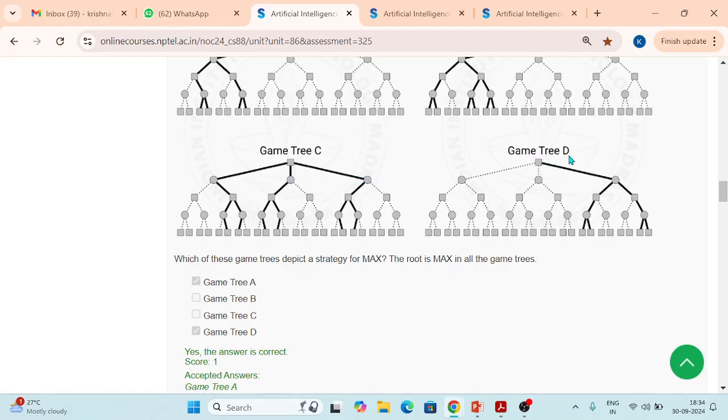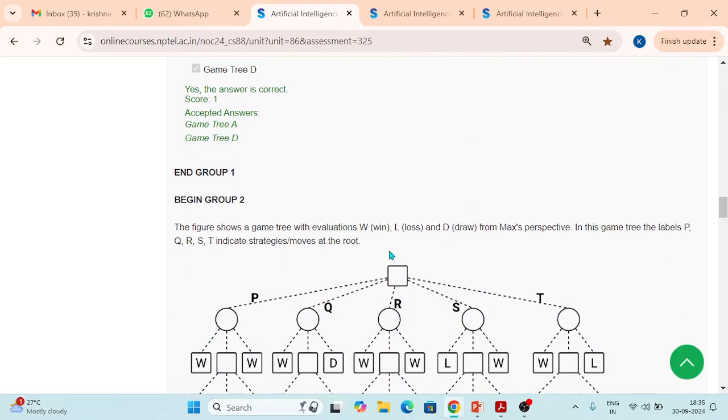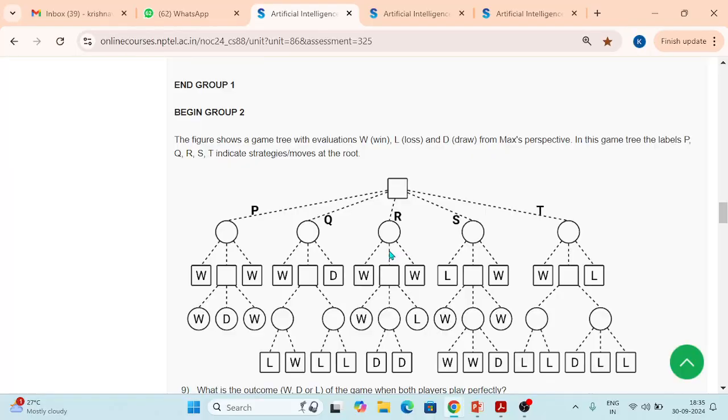Coming to D, the maximum node selects only one, minimum selects two, maximum only one, again minimum all. Here also maximum only one, minimum again two. So by seeing the diagram we can select which is the strategy for the max, and similarly for minimum. Now coming to group 2.